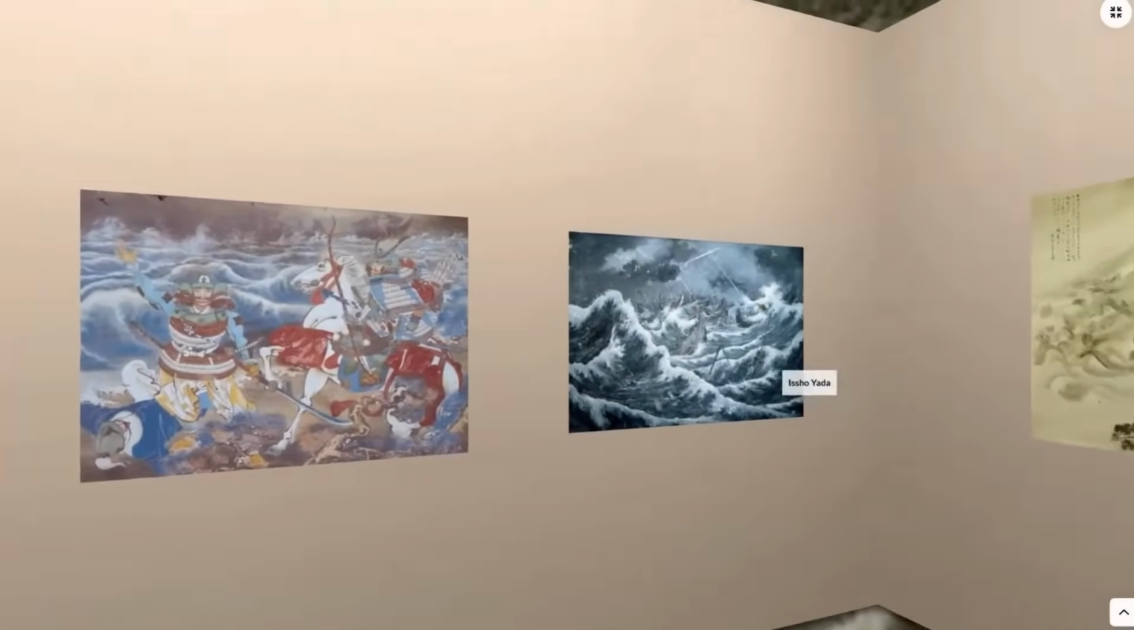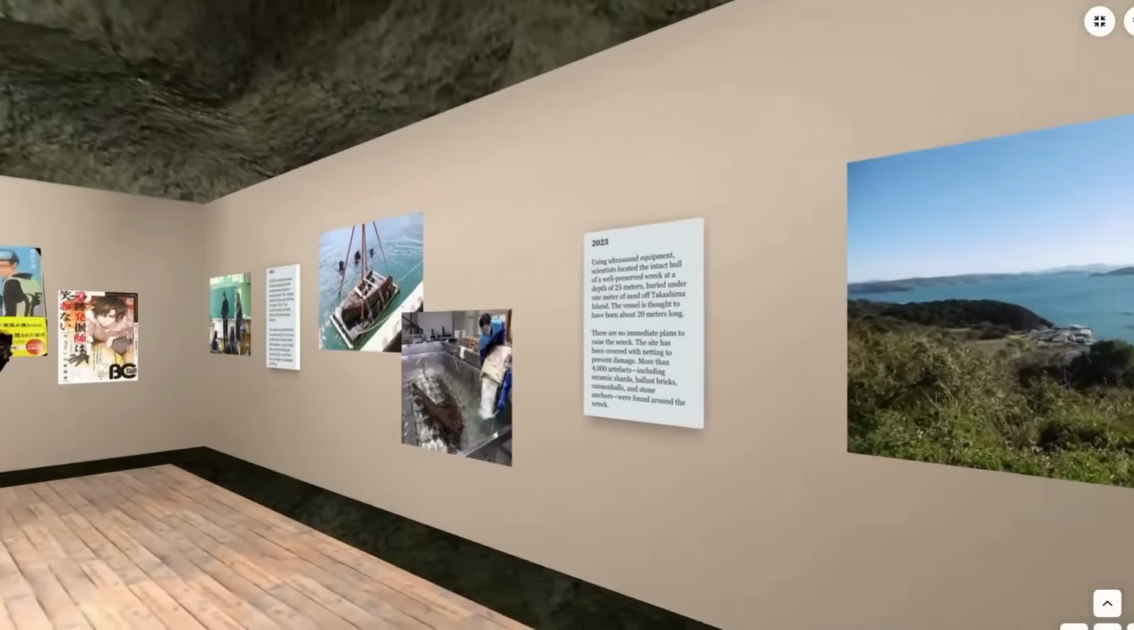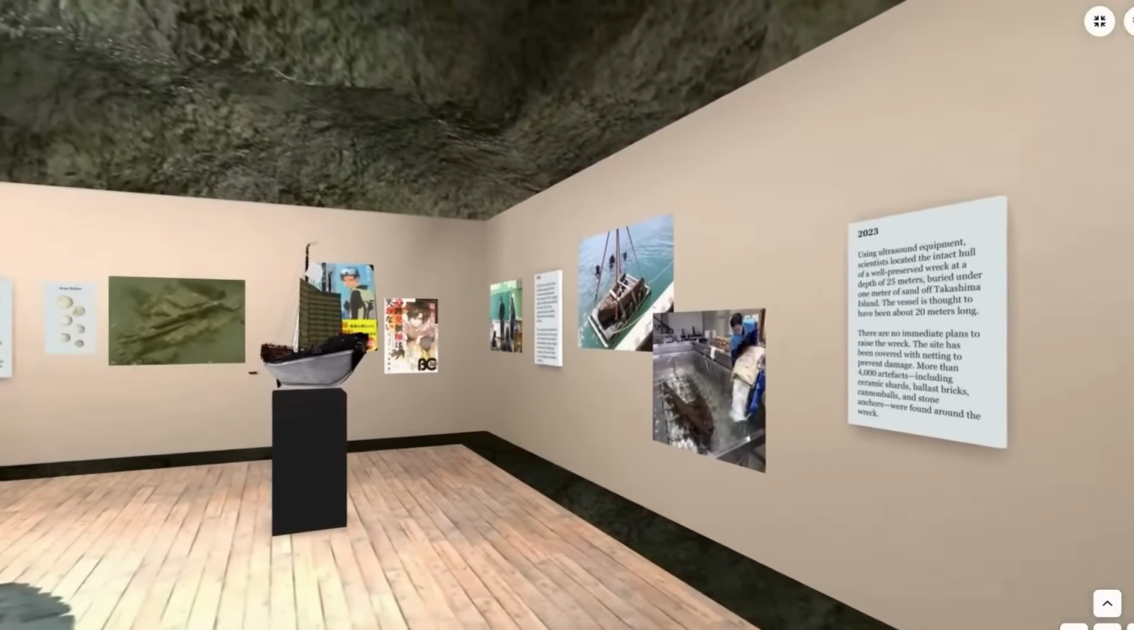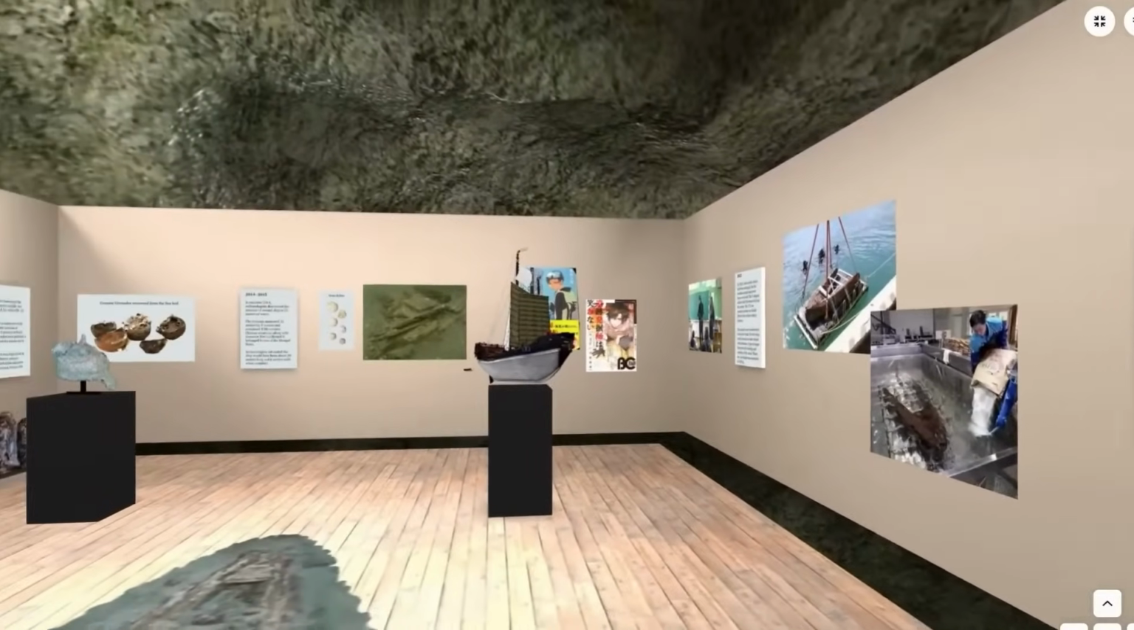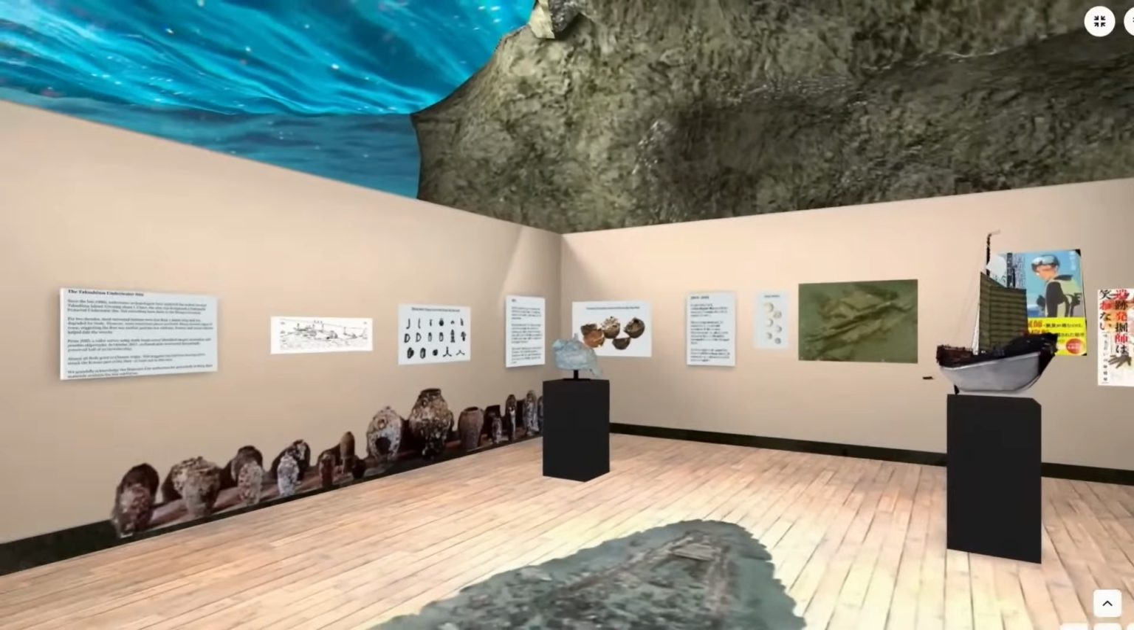We then turn to the revival of woodprint kamikaze art in the mid-19th century. In the final room, we work with local authorities to show the insights revealed by underwater archaeologists on what actually occurred all these centuries ago.